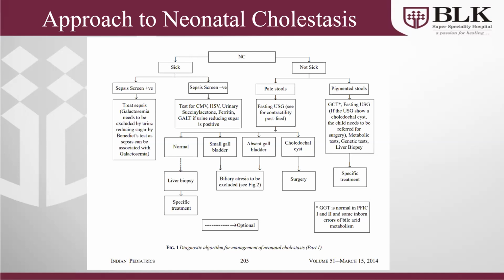If the child is not sick, then most probably it is biliary atresia. So if the child is not sick and the stools are pale, order a fasting and a postprandial ultrasound, and depending upon the findings of ultrasound, which we will discuss subsequently, you can order a liver biopsy to confirm the diagnosis of biliary atresia. And if ultrasound shows choledochal cyst, then you can direct the child directly to surgery. And if it is showing a small gallbladder, absent gallbladder, or a poorly contractile gallbladder, then most likely it is biliary atresia, and refer the child at the earliest.